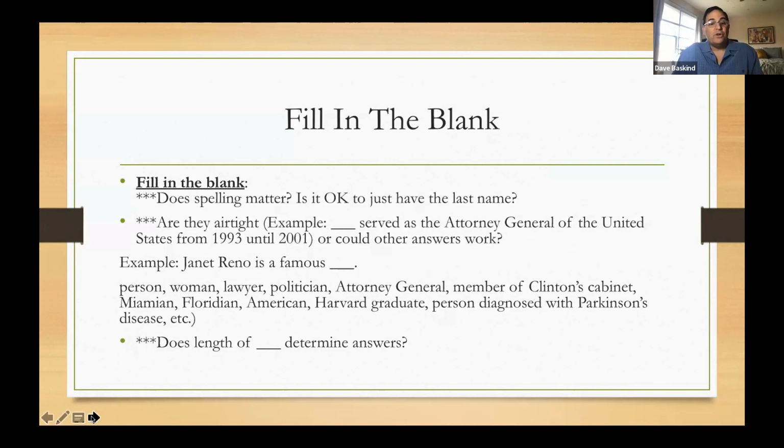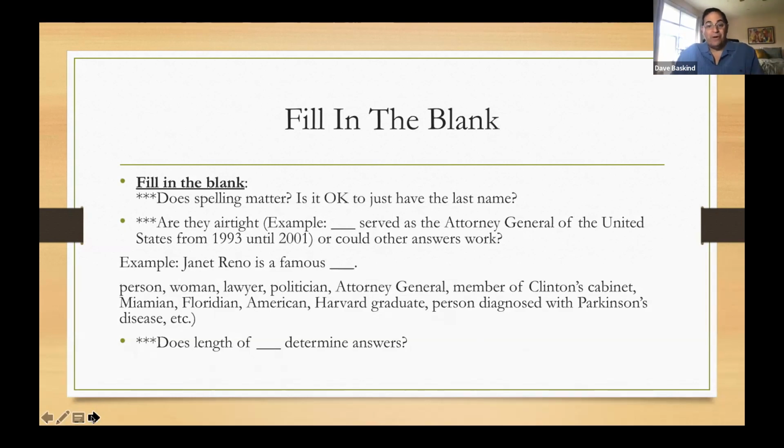Be sure also that the questions are airtight. So this example is fairly airtight. In other words, it says blank served as the Attorney General of the United States from 1993 to 2001. There's only one answer that really works there, and that's Janet Reno. And again, would it be okay if the student just wrote Janet or if the student just wrote Reno? You can make that determination. So that question is airtight because there is only one accurate answer there.